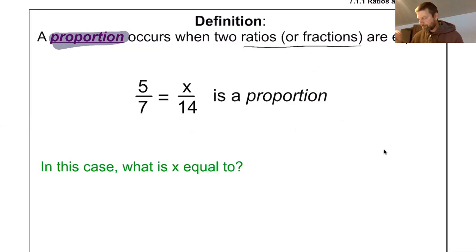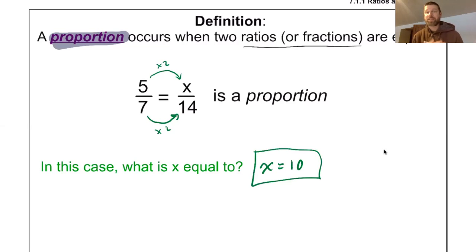10. 10, exactly right. How did you get 10? 7 is half of 14. Yeah, so you just look at these. If you take 7 and multiply it by 2, you get 14. So if you take 5 and multiply it by 2, you'll get 10. Ratios have that property where if you multiply top and bottom by 2, you get an equal ratio or an equal fraction. So that is definitely one way to solve these problems, and that's a fine way to solve it.